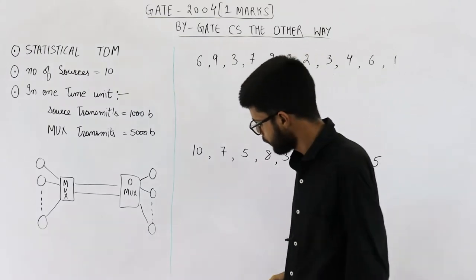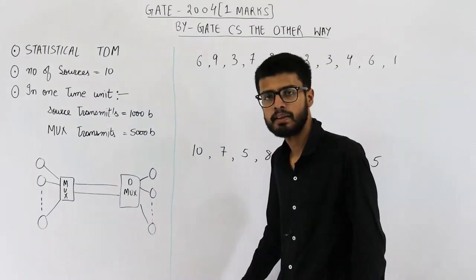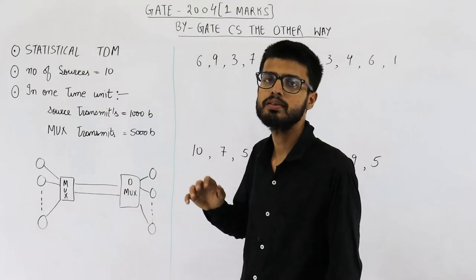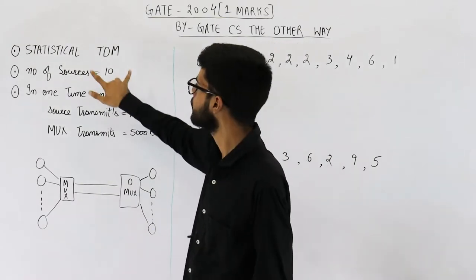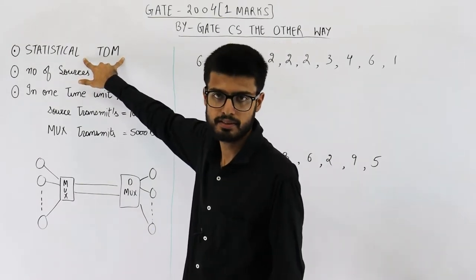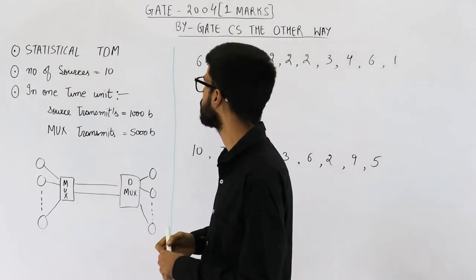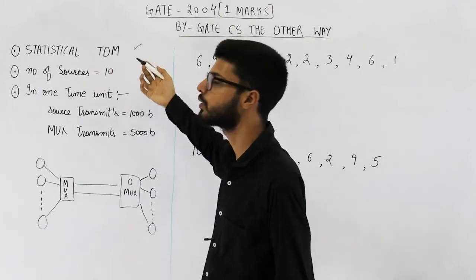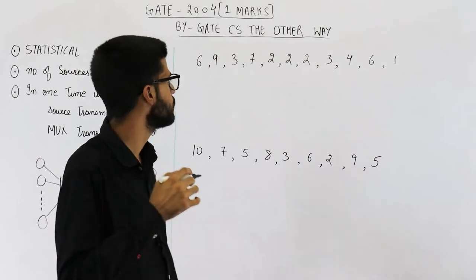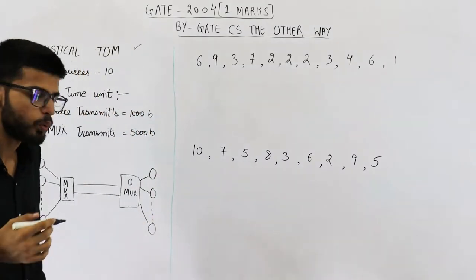Okay. So time division multiplexing can be of two types, synchronous or asynchronous. Asynchronous is also called statistical time division. The question belongs to the topic of asynchronous or statistical time division multiplexing. Let us see what this is.